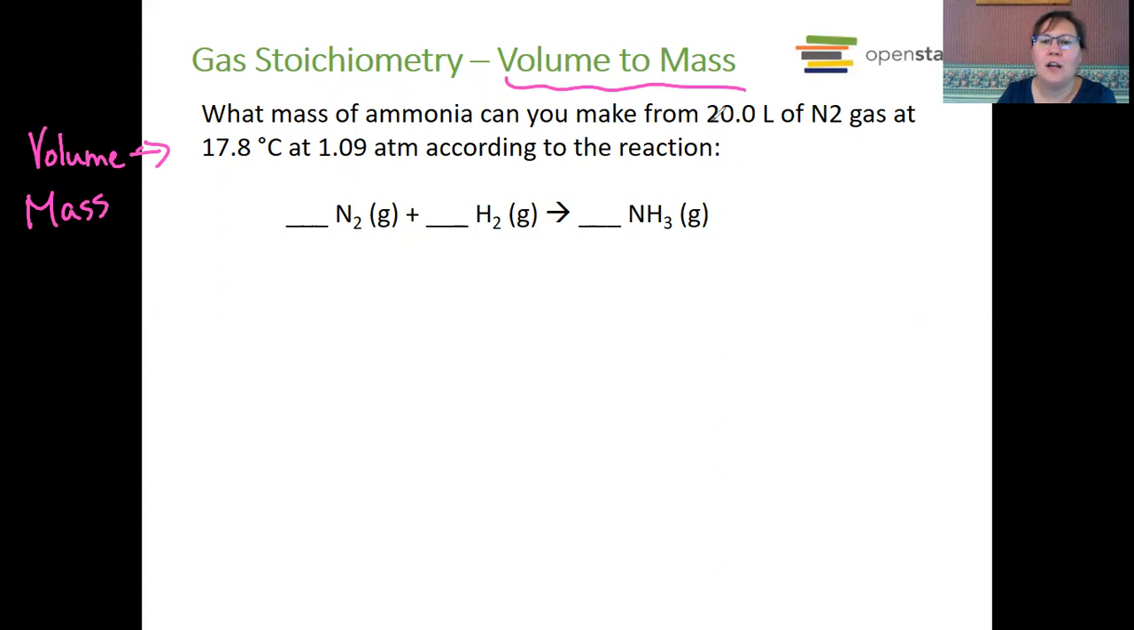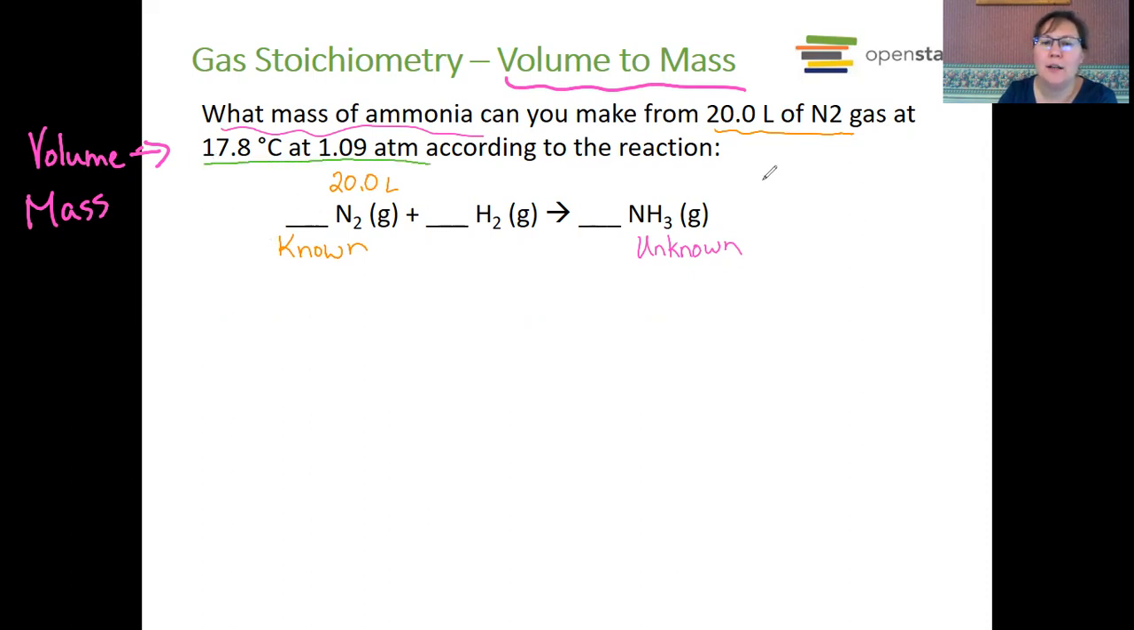All right, so again, I'm going to take a look at this and I'm going to see that it says, what mass of ammonia? Okay, I know that this is my unknown. Okay, and then it says, can you make from 20 liters of nitrogen gas? So that's my known. And it's 20 liters.